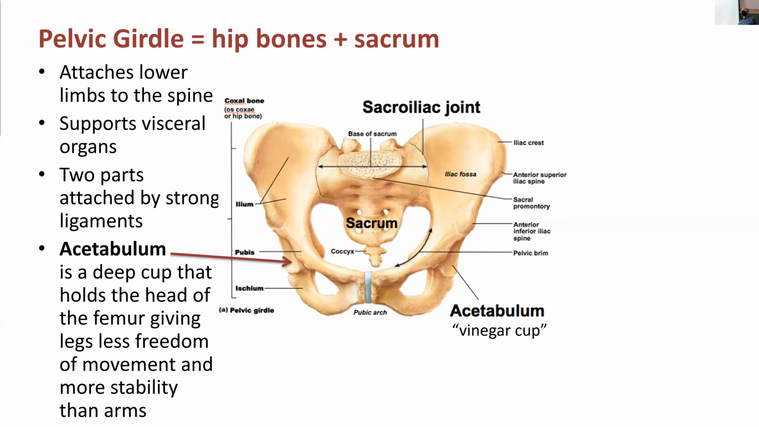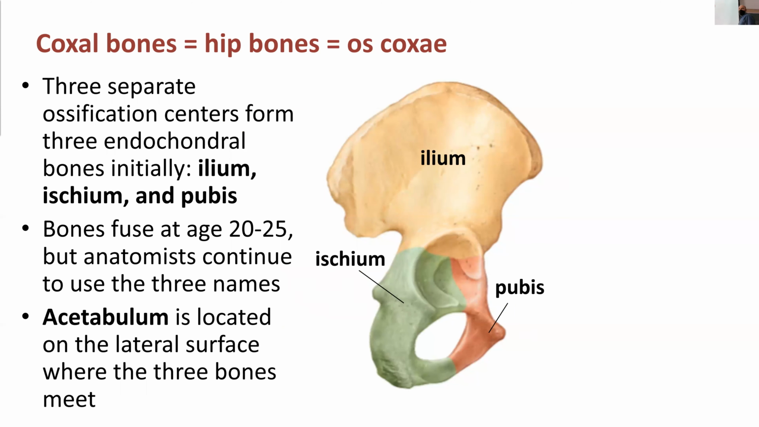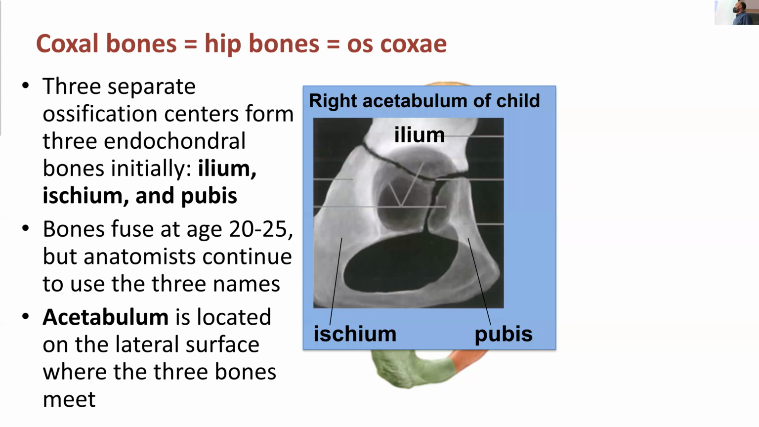So let's talk about this. The coxal bones, commonly called the hip bones, more properly called the os coxae, are actually formed from 3 separate bones when you're born. When you're born, these are separate. Actually, I'll just show you what that looks like here. You can see this is a young child. I don't know how old they are, but not fused yet. And each coxal bone is composed of 3 separate bones: the ilium, the pubis, and the ischium.